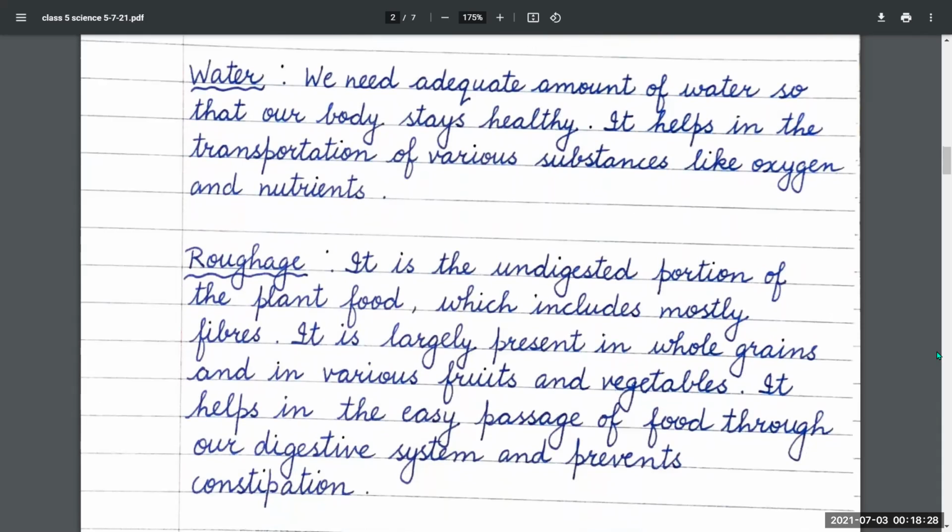Roughage is also equally important to be included in our diet. It is the undigested portion of the plant food which includes mostly fibers. It is largely present in whole grains and in various fruits and vegetables. It helps in the easy passage of food through our digestive system and prevents constipation.